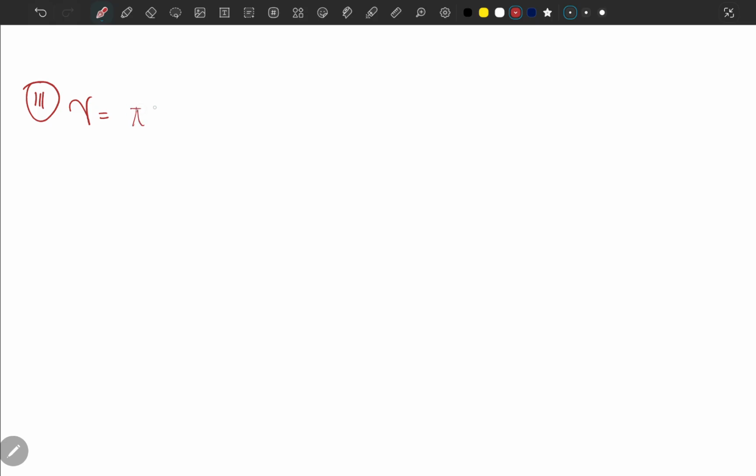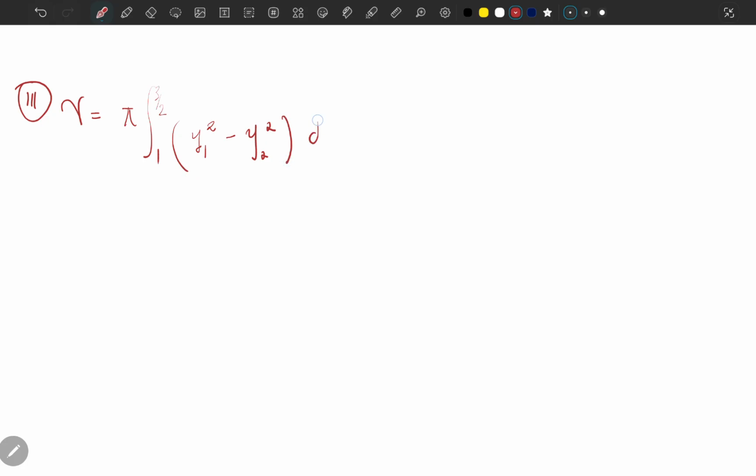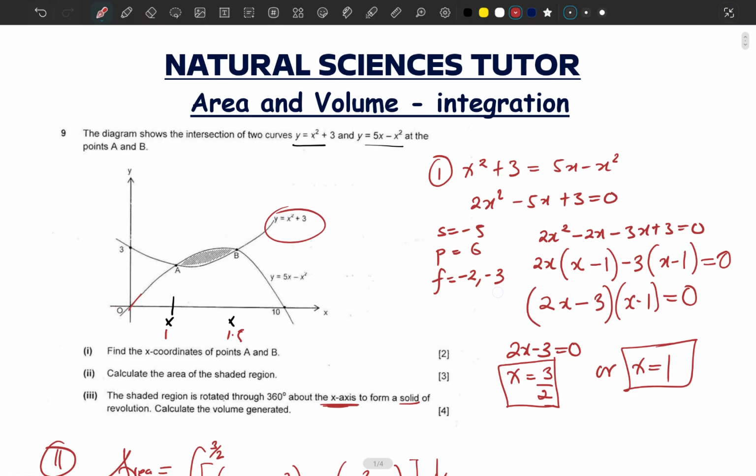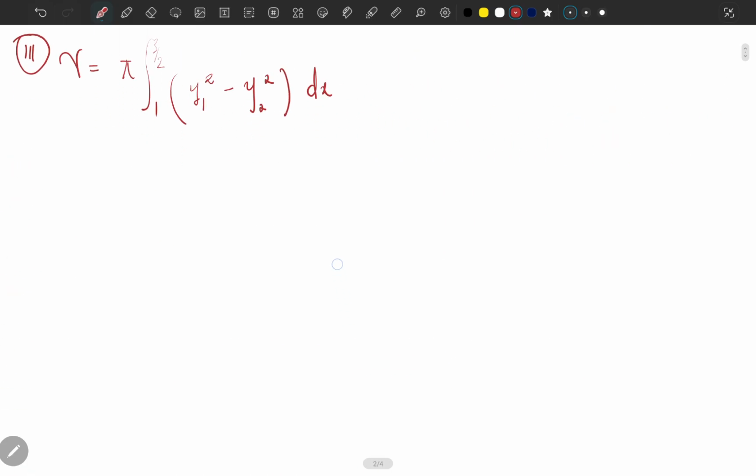volume is given by pi integral, all right? We're going to integrate from, as usual, over 2, okay? Then what you do is you get the first curve, you square it, minus the second curve, you square it. Then you integrate with respect to x. This is how we find volume. So check, our curve on top is our y1. And this one becomes our y2, just like that, okay?